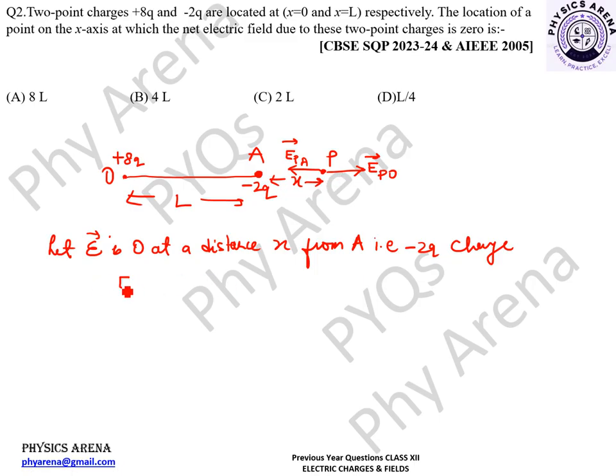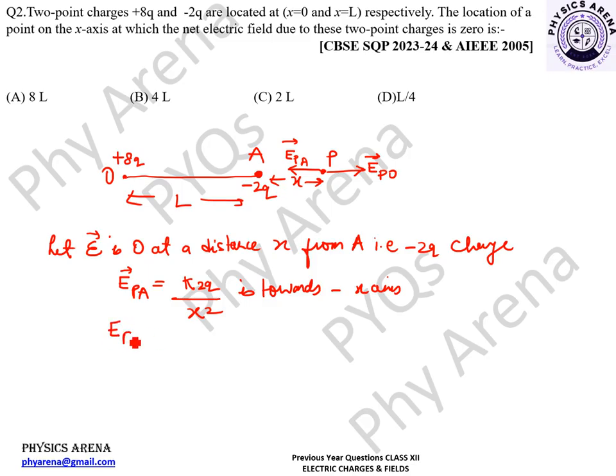So electric field at P due to charge present at A will be K 2q upon x square. The distance between A and P is x. So kq by x square. Here q is 2q. And we will not be taking the minus sign into account because we have already taken the sign in the direction. So it is towards negative x-axis. This is EPA.